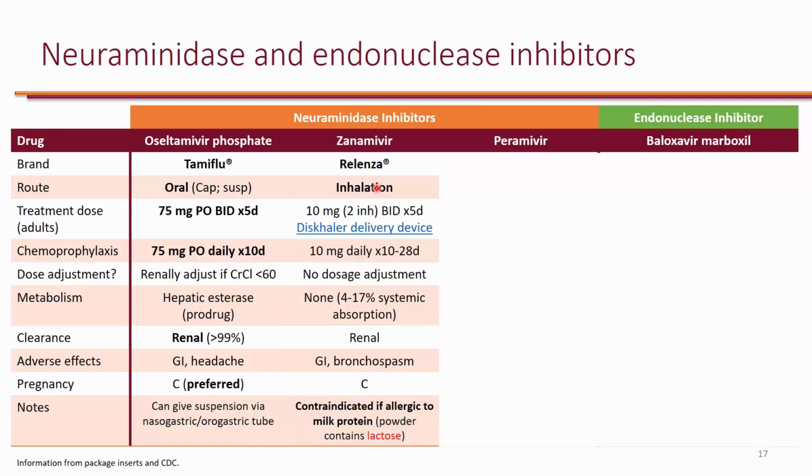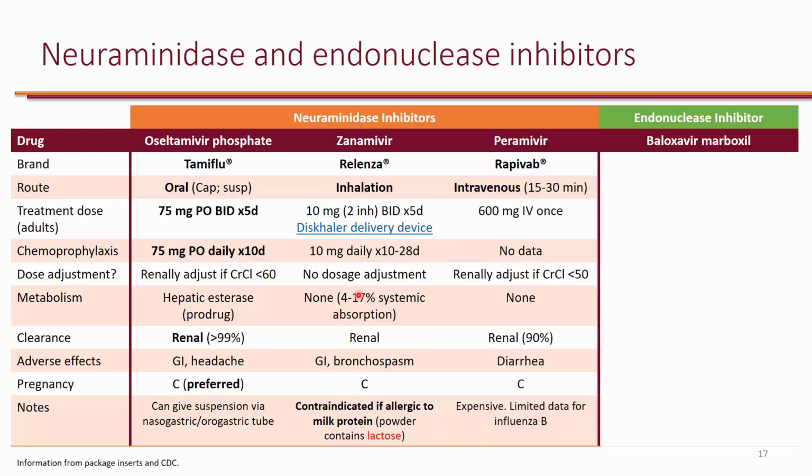The second one is zanamivir or Relenza, which is an inhalation. I have posted a video on how to administer these inhalations, and I encourage you to watch this video. One thing that's especially important about Relenza is that it has lactose in it, so it's contraindicated in patients who have allergy to milk protein or lactose. Also, because it is inhalation, the systemic absorption is minimal, so there's no dose adjustment needed.